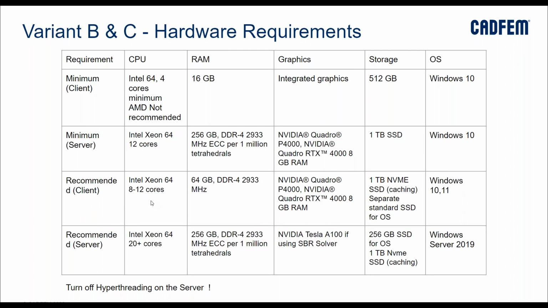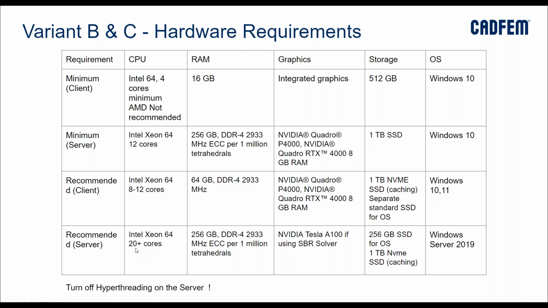And then the recommended client is the Intel Xeon 64, 8 to 12 cores, 64 gig DDR4 RAM, and again similar graphics cards, 8 gig of RAM, and then the separate SSD for the operating system, which is very useful to have, and the 1 terabyte NVMe SSD, which would be faster.